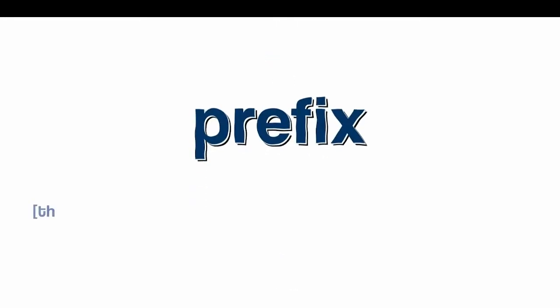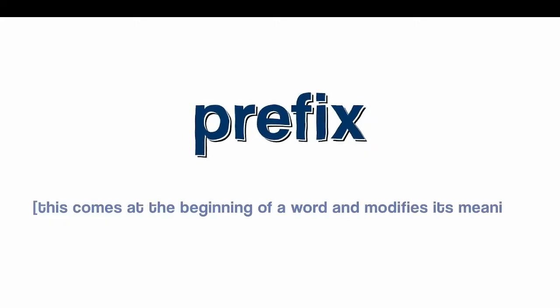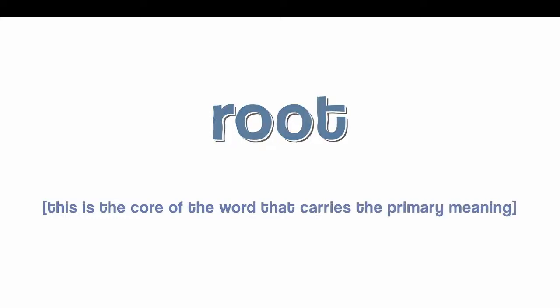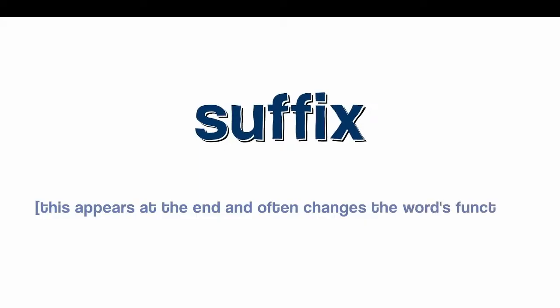Alright, so a word has three main components, or parts. Prefix. This comes at the beginning of a word and modifies its meaning. The root is the core of the word and carries the primary meaning. A suffix appears at the end and often changes the word's function.